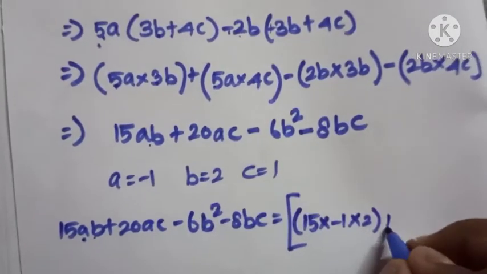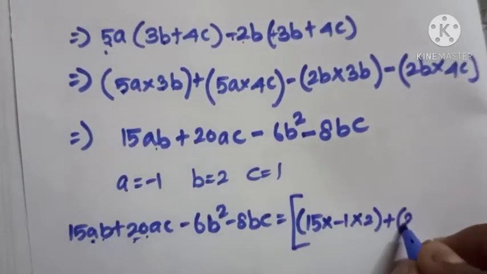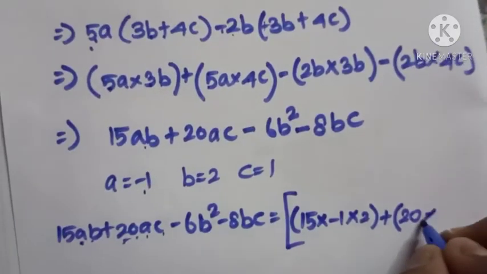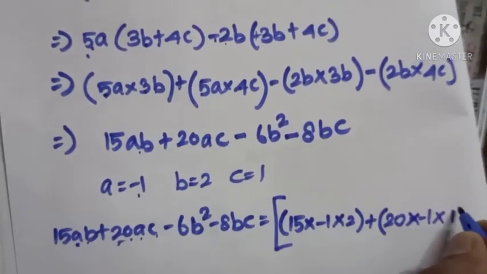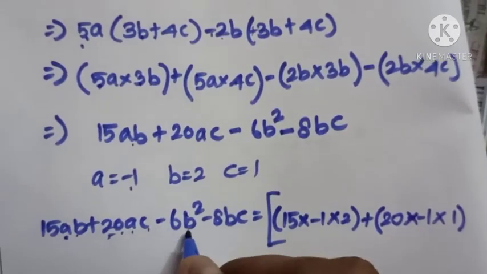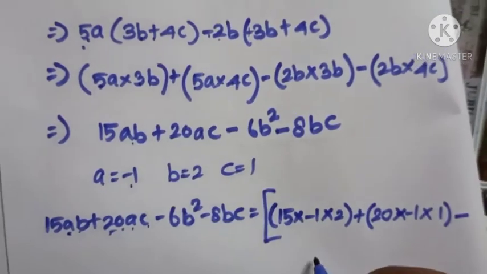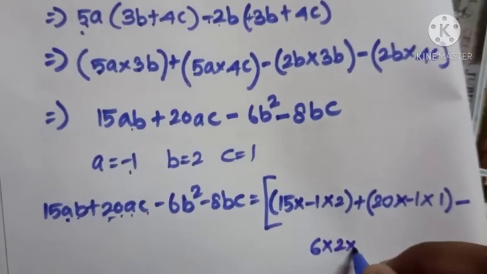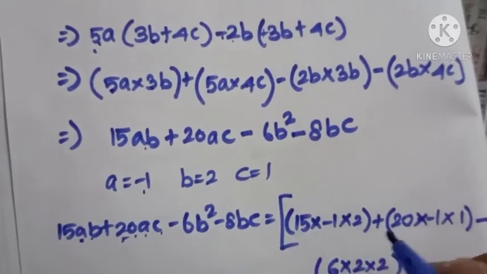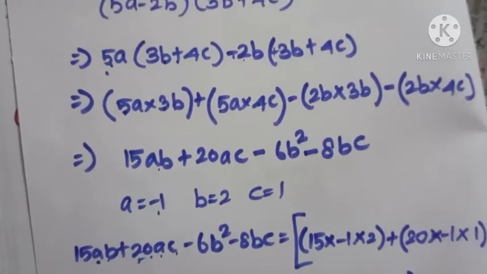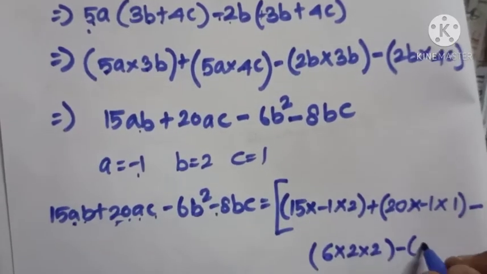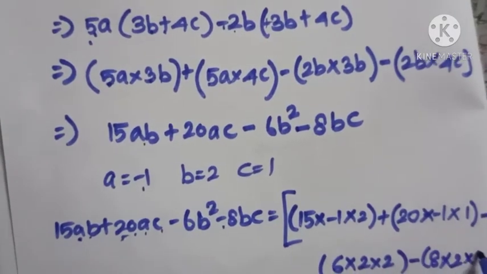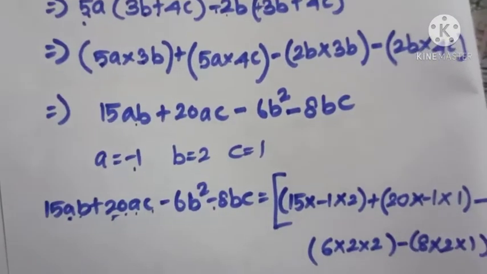Next you put this plus. Next 20, as it is 20 because that is a constant. ac, minus 1 plus 1. So minus 1 into plus 1. Next minus 6b square. Minus 6 into b square, which is nothing but b into b, that is 2 into 2. Minus 8bc. Minus 8 into, what is the value of b? 2. What is the value of c? 1. So now we need to multiply.